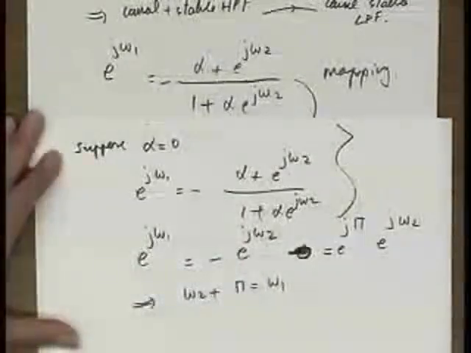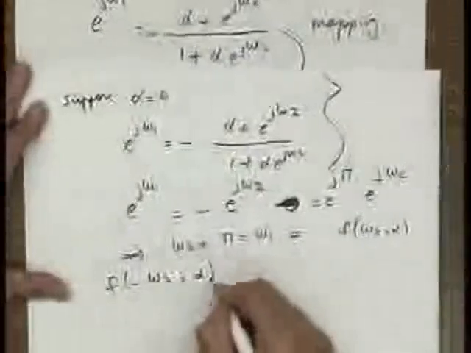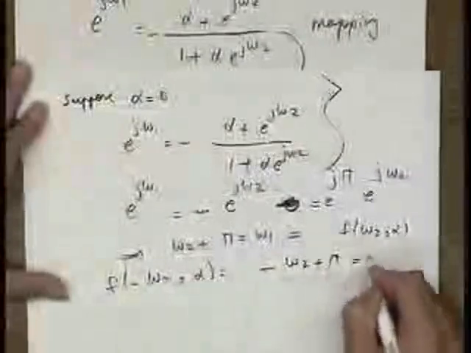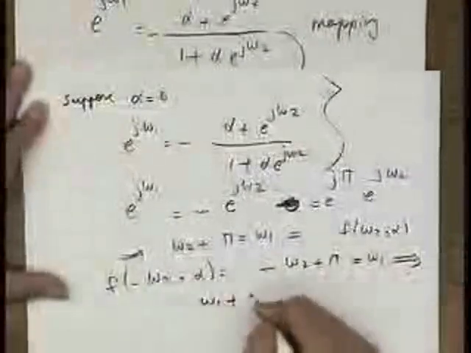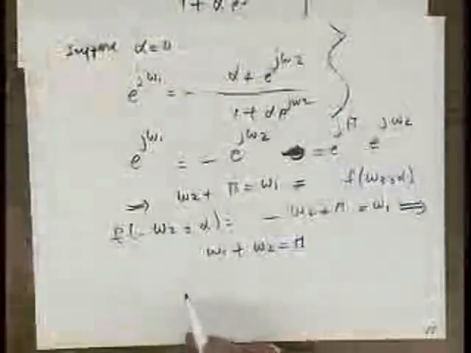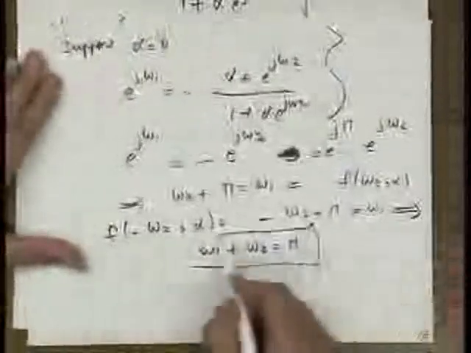But now I'm going to use my trick. So this is my f of omega 2 comma alpha, right? And now f of minus omega 2 comma alpha gives minus omega 2 plus pi equals omega 1, which means omega 1 plus omega 2 is equal to pi. And why am I insisting on having f of minus omega 2 comma alpha? Well, because now this thing has a much nicer form. It has omega 1 plus omega 2 equals pi.